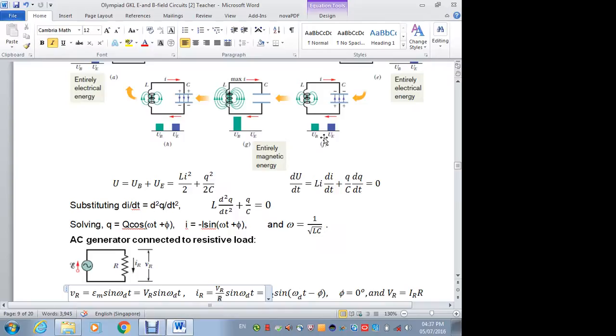So that will be equal to VR sine omega t. So Em is equal to VR. VR is the maximum value of the PD, of course, because by Kirchhoff's second rule, the maximum value for Em must be equal to VR.